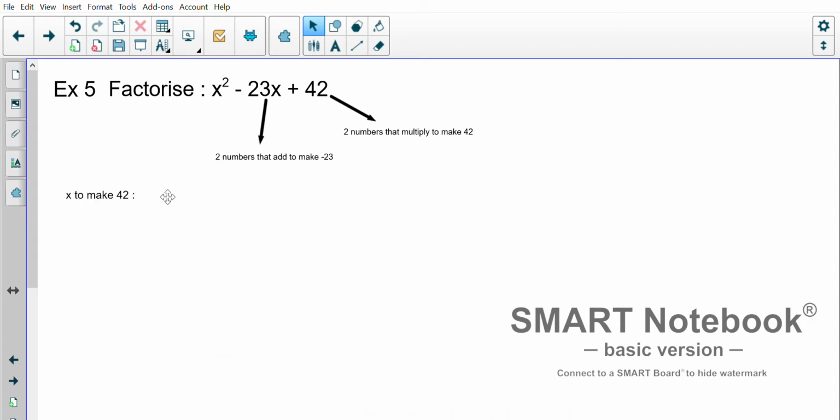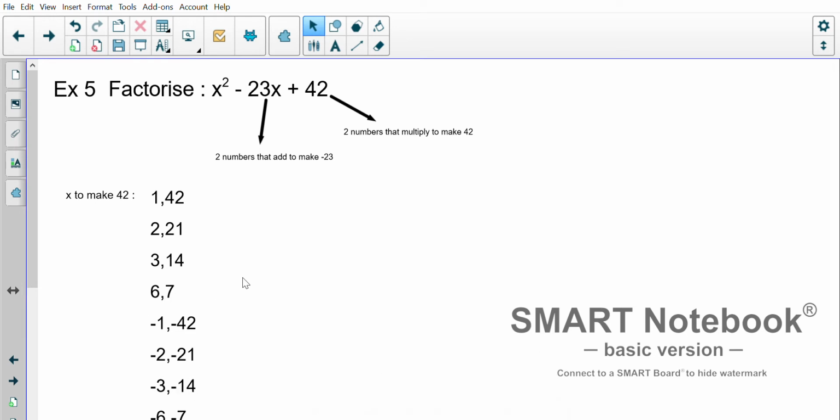So we've got the obvious ones, which are the positive ones: 1 and 42, 2 and 21, 3 and 14, 6 and 7, so quite a few there. And then you've got the negatives of them. Remember, two negatives, if you multiply them together, give you a positive. So that's where this group comes from.